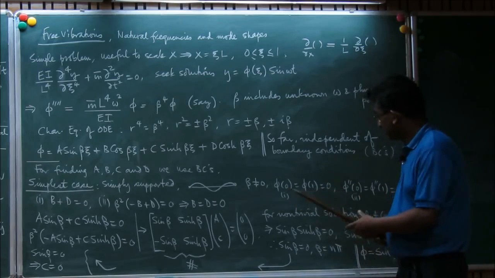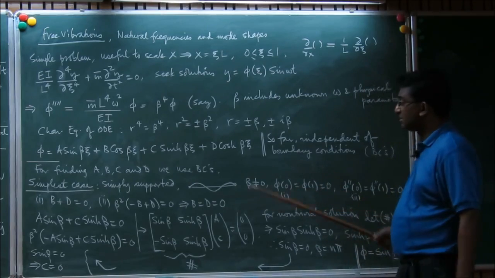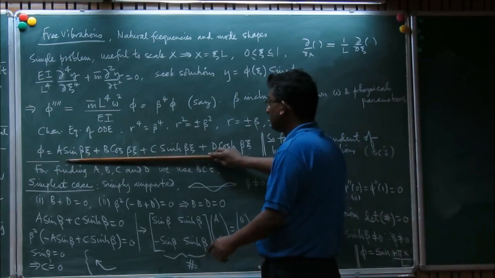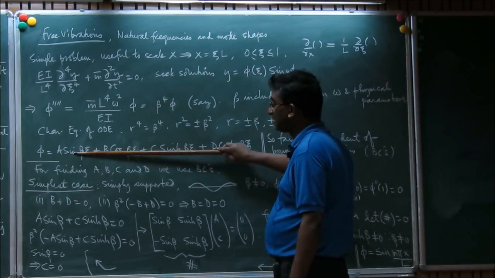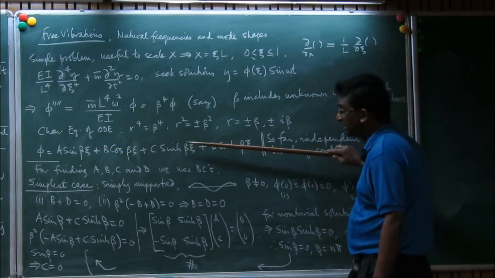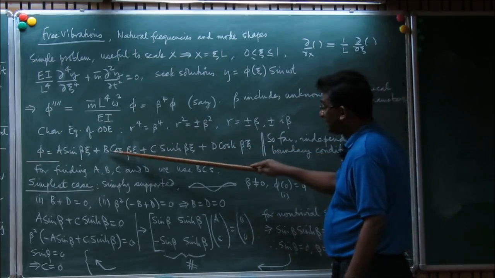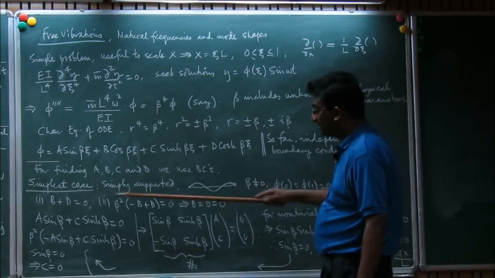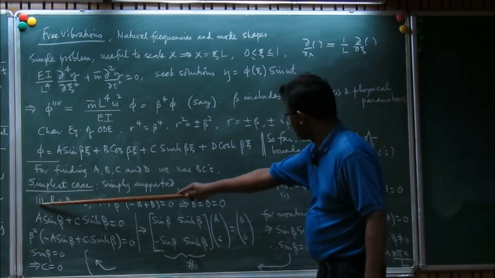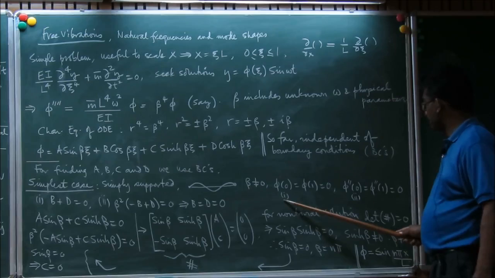When we take this boundary condition φ(0) equals 0, that means we come here and we put in ξ equals 0. This sine becomes 0 anyway and the sinh becomes 0 anyway. The cos becomes 1 and the cosh becomes 1, and we are left with B plus D is equal to 0, which is what I have written here with this one corresponding to this one.